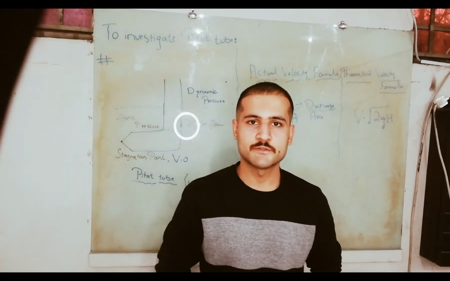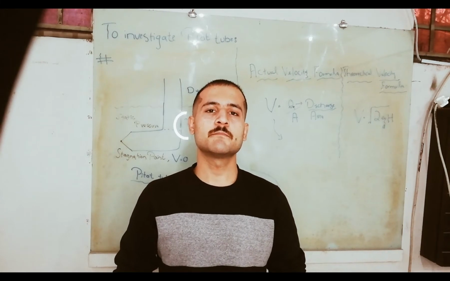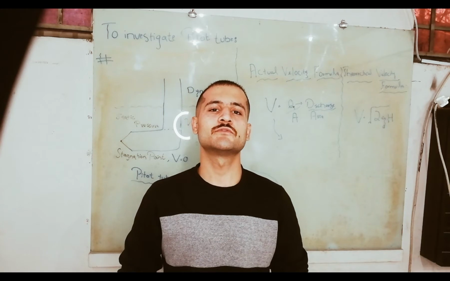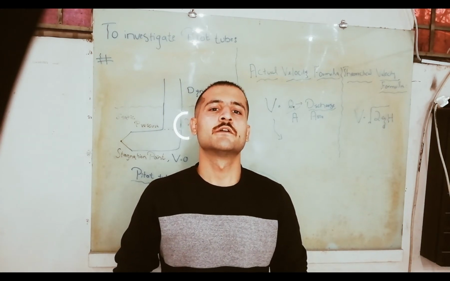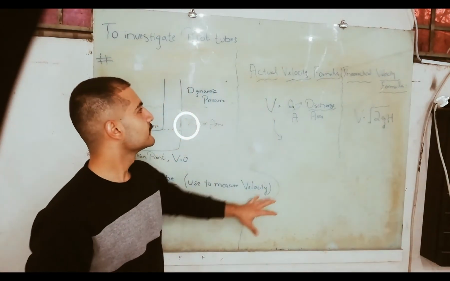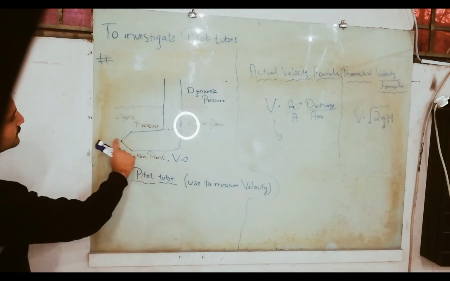So welcome back, students. The game we start with is a Pitot tube. It's a very important experiment, a very important apparatus used to sort out the velocity of a flow. So before going further, I have chalked some sorts of bullets regarding the Pitot tube. So a Pitot tube looks like this.